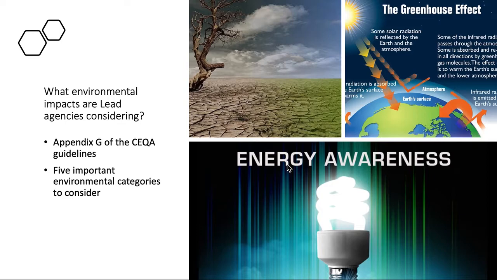Next, what environmental impacts are lead agencies considering? Since the lead agency is responsible for approving a project, it is up to this lead agency to understand all the potential environmental impacts that this project can inflict on the surrounding area. The CEQA guidelines have included a checklist for the environment in Appendix G. Along with Appendix G, there are 5 environmental categories to consider. There's greenhouse gas, energy impact, impact of projects in dangerous locations, impacts from growth, and permanent environmental impacts.